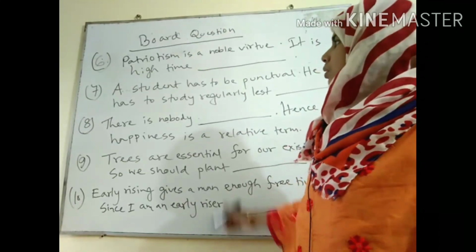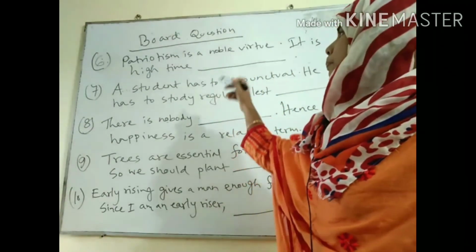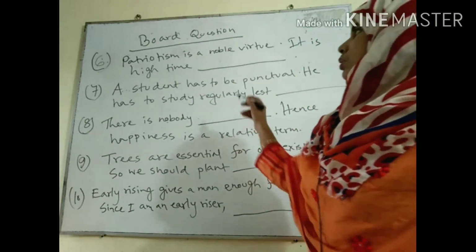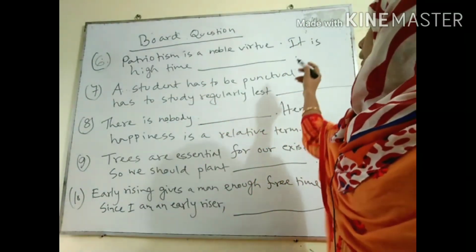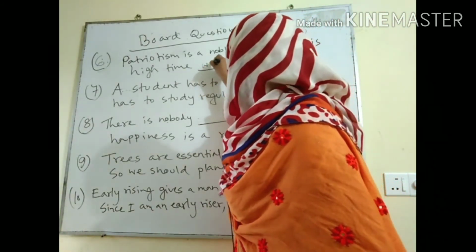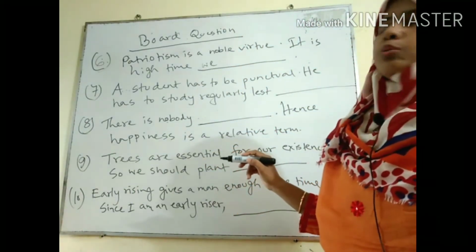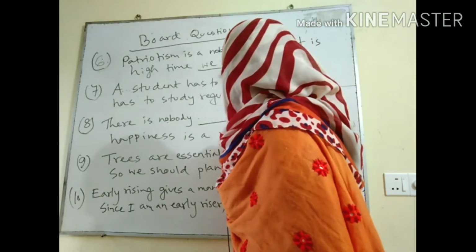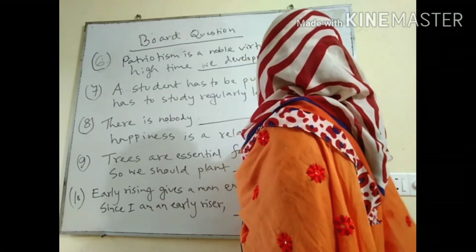Okay, number 6. Patriotism means Deshprem. Patriotism is a noble virtue. It is high time. We did this in our common rules. After it is high time, we can use subject, and if we use subject, we have to use V2. So it is high time we developed this virtue.